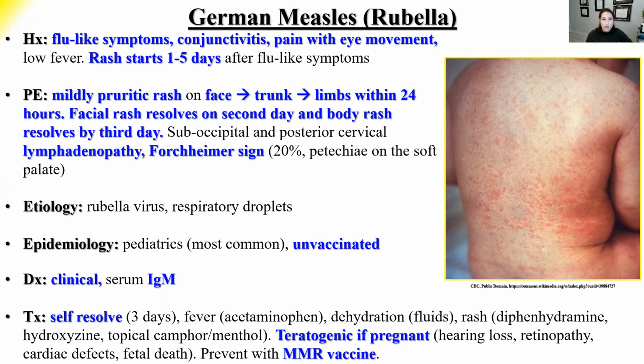They are teratogenic. German measles is teratogenic. So if a pregnant woman were to get this, their babies can have birth defects, most commonly hearing loss, retinopathy, cardiac defects, miscarriage, or stillbirth. And so the best way to not get this is to prevent this with the MMR vaccine.